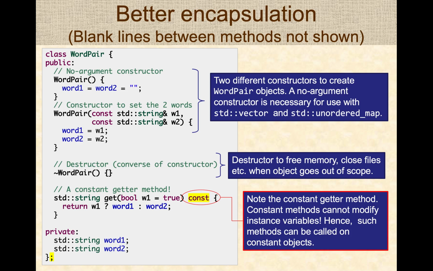Typically, all of your getter methods should be defined as constant methods. Constant methods cannot modify instance variables, or they're not meant to modify instance variables. So such constant methods can be called on all objects, including constant objects. So if the user wanted to create a constant word pair, the user will be able to create a constant word pair and then use this constant get method to access information in that constant object.